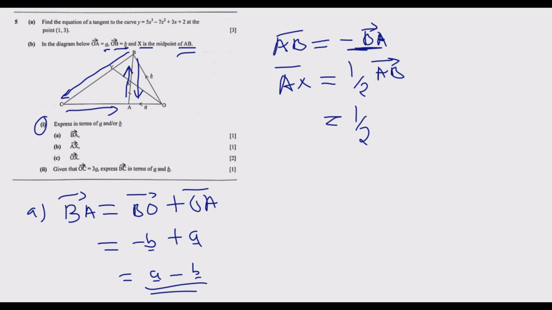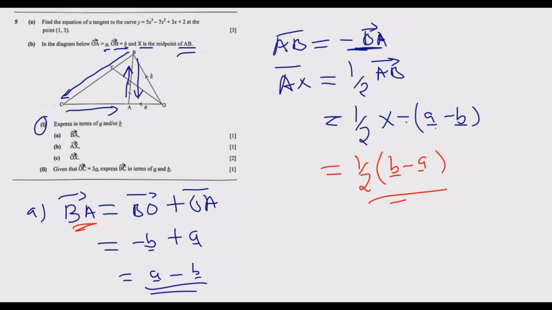So we multiply by half, then reverse the direction of BA, which is this AB that we found just here. From there we can proceed. Half times, now we reverse, so it is B minus A. We reverse because of the negative: this is negative, then that one becomes positive. So AX is half of B minus A.